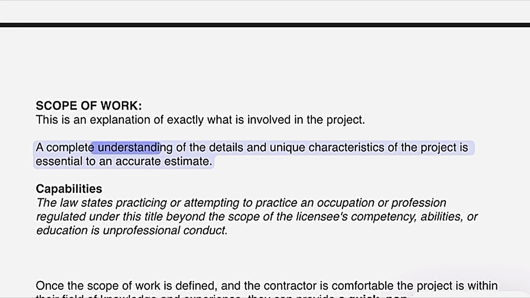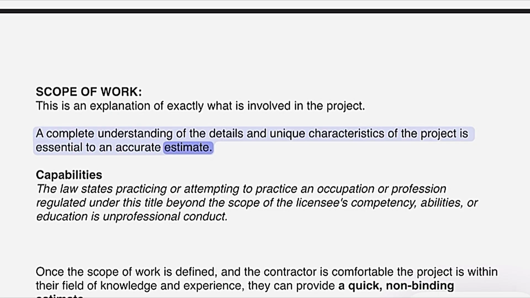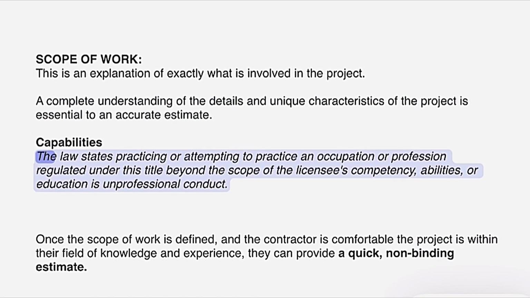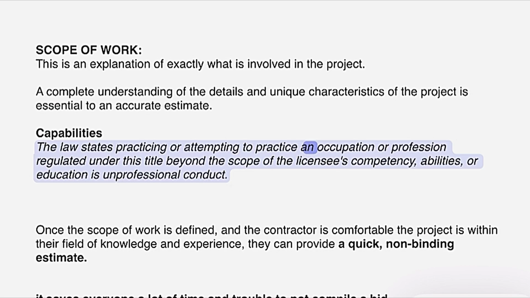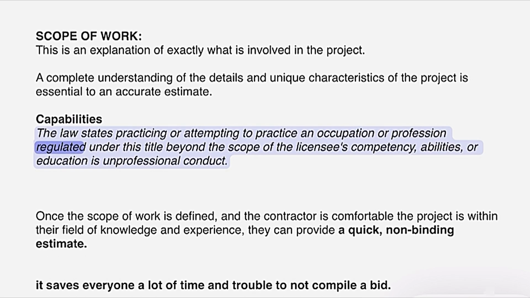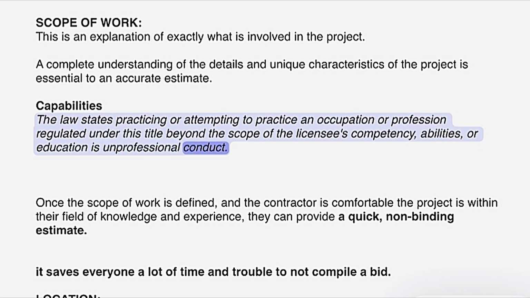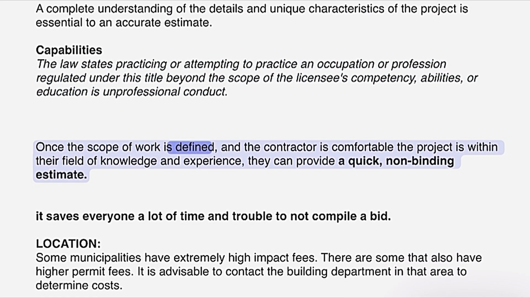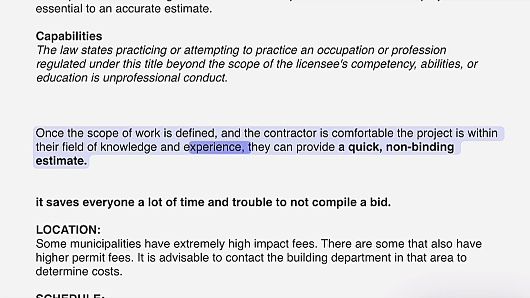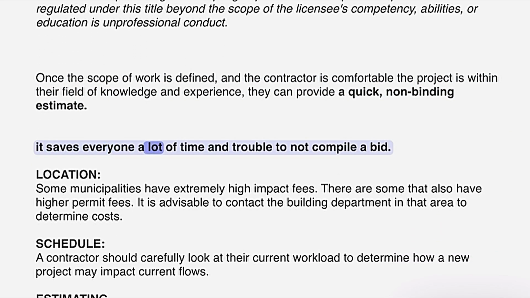A complete understanding of the details and unique characteristics of the project is essential to an accurate estimate. Capabilities. The law states practicing or attempting to practice an occupation or profession regulated under this title beyond the scope of the licensee's competency, abilities, or education is unprofessional conduct. Once the scope of work is defined and the contractor is comfortable the project is within their field of knowledge and experience, they can provide a quick, non-binding estimate. It saves everyone a lot of time and trouble to not compile a bid.